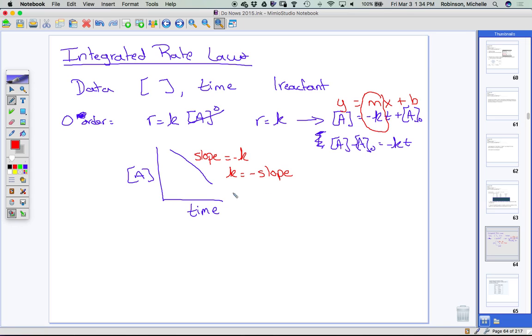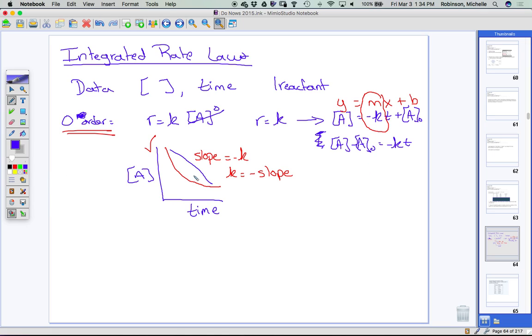If it is zero order, then this graph will come out a straight line if I plot concentration versus time. If it is not zero order, when you plot concentration versus time, you're going to get some kind of curve, right? Remember seeing those the other day? So we're going to try two other things to linearize that curve.